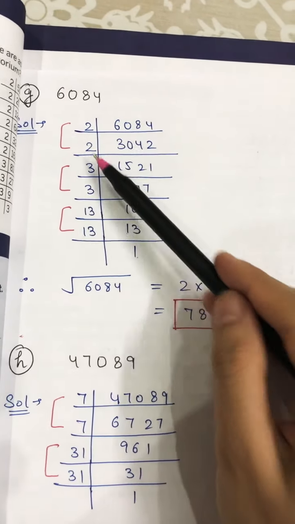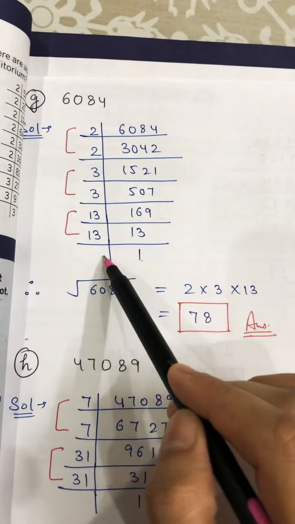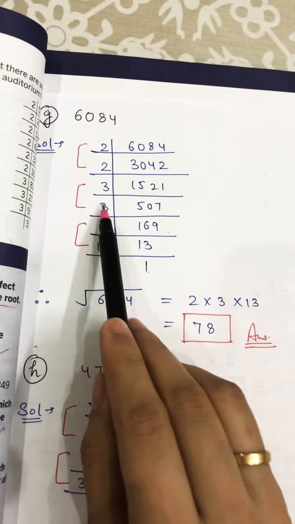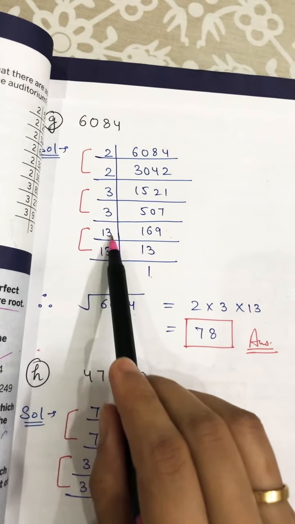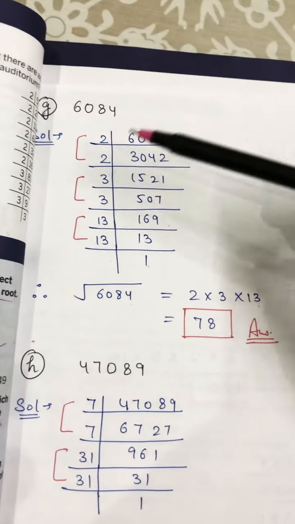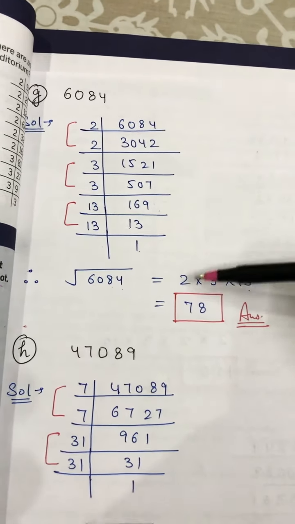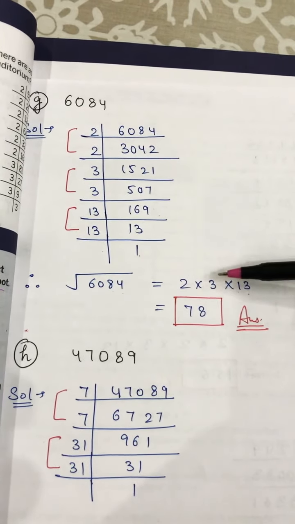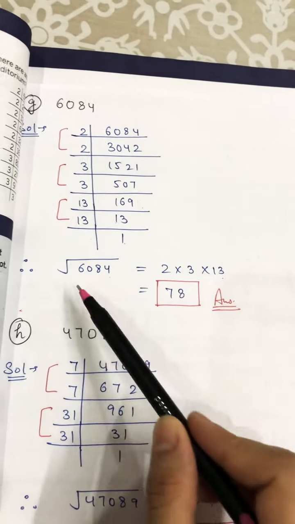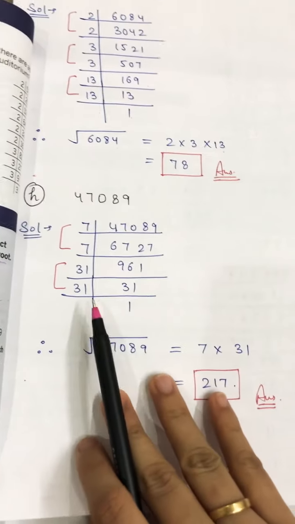Okay, so we are having 3 pairs. So square root of 6084 is equal to, 3 pairs we are having. So write down this 2, 2, 1 time 2, this 3, 3, 1 time 3, this 13, 13, 1 time 13. Okay, you have to write that whatever number is repeating 2 times, you have to write that number only 1 time. So 2 multiplied by 3 multiplied by 13 is equal to 78. This is your answer. Square root of 6084 is 78.